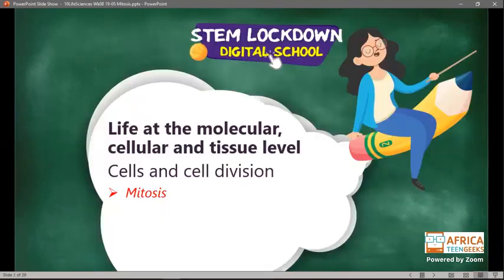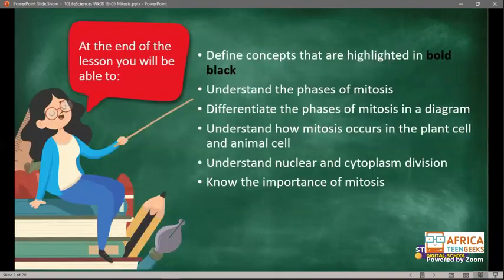So guys, as you remember, we started off with our new topic yesterday on cell division. And today we are continuing still with cell division, and we will be discussing mitosis. So this falls under the strand life at the molecular, cellular, and tissue level. And as you know, yesterday we did introduction to the cell cycle.